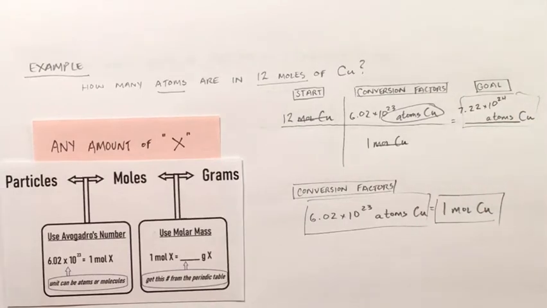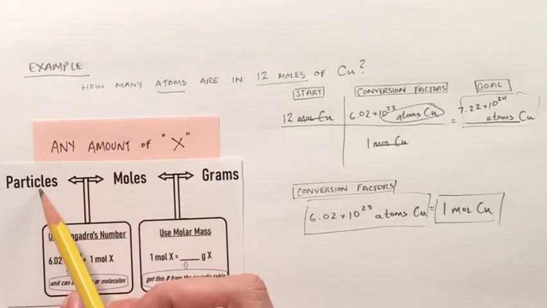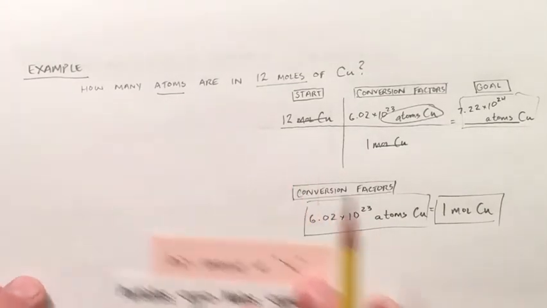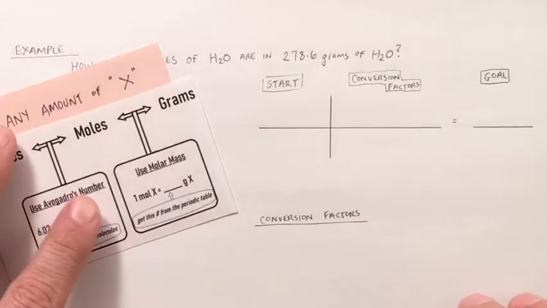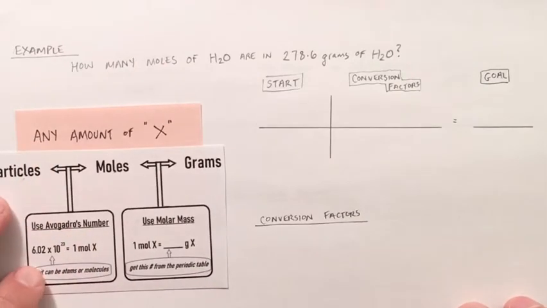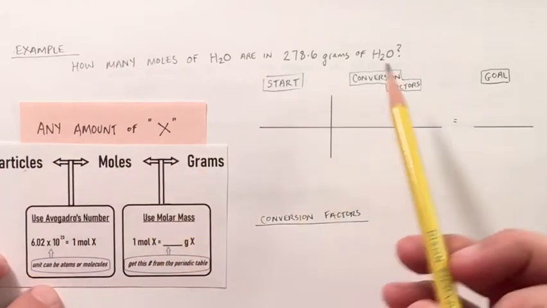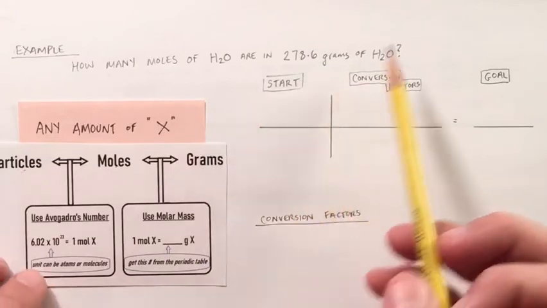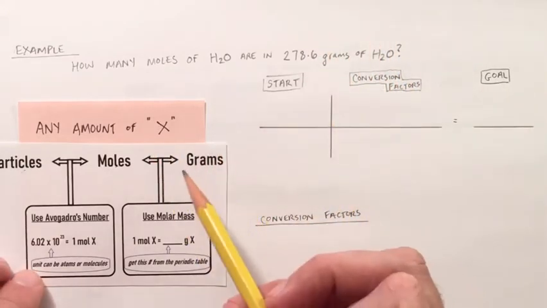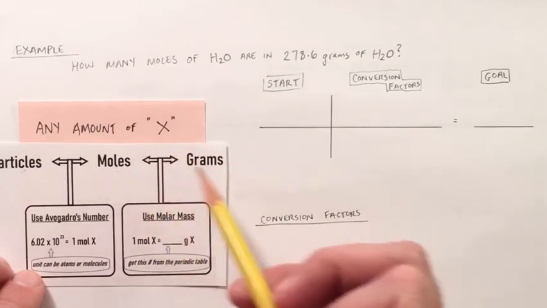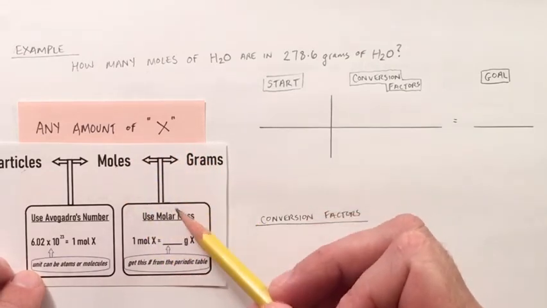All right. So that is one example where we started with moles and needed to go to particles. Let's take a look at another one. In this example, we're going to go from grams to moles. So if we take a look at our chart again, once we figure out our start and end, we'll see that we'll be beginning at grams and going to moles. To get from grams to moles, we'll need our molar mass.